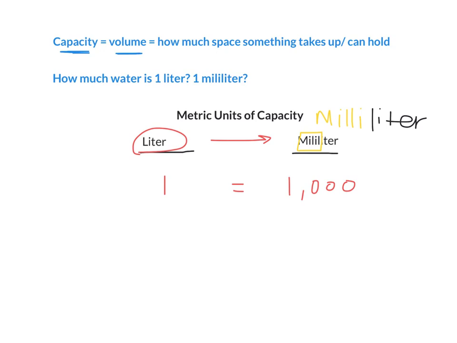Go ahead and turn to the back of your book and write that down. Write metric units of capacity and write 1 liter equals 1,000 milliliters. And this is how you can write the shorthand. Make sure you spell milliliter right. I spelled it wrong here.